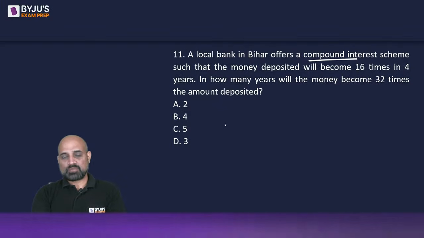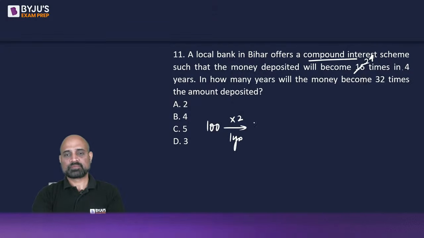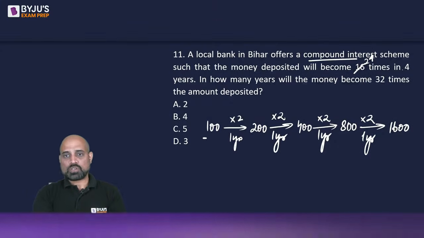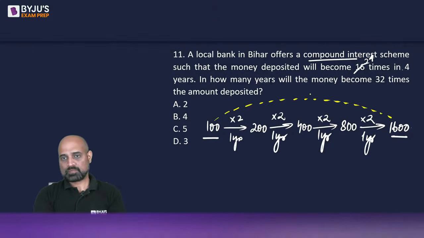Look, 16 times is 2 to the power 4, and 4 years. This is the comparison you have to make. Meaning 100 rupees doubles in one year. How much does it become? 200. In the next one year, how much does it become? Again double, so it becomes 400. In the next 1 year it again doubles. It doubles every year, it's no child's play. And in another 1 year it again doubles, so it becomes 1600. So can we say that the money deposited becomes 16 times here, in 4 years?